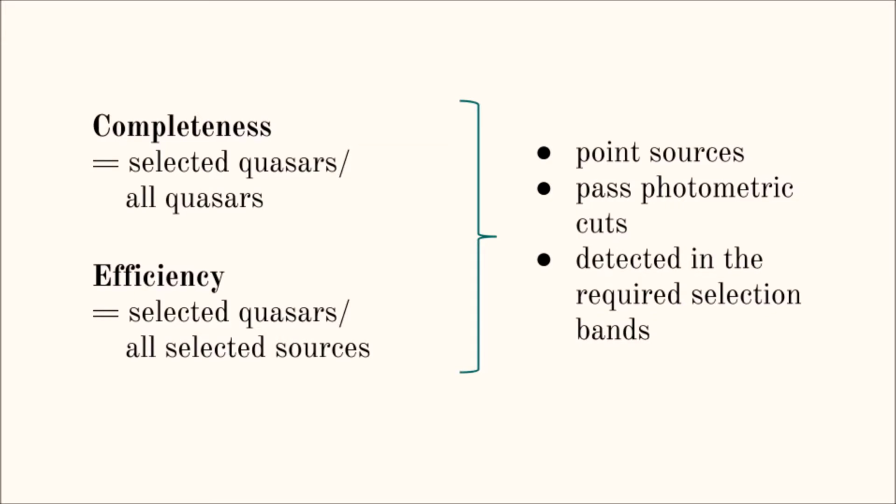Using our sample of truth quasars with more than 600 sources, as well as our sample of non-quasars consisting of objects that are not part of our quasar sample, we investigated the completeness and efficiency of various quasar selection methods. These are calculated relative to quasars and non-quasars in our sample that are point sources, pass our photometric cuts, and are detected in the required selection bands. I'll first go through the selection methods we investigated in this paper before summarizing the results at the end.